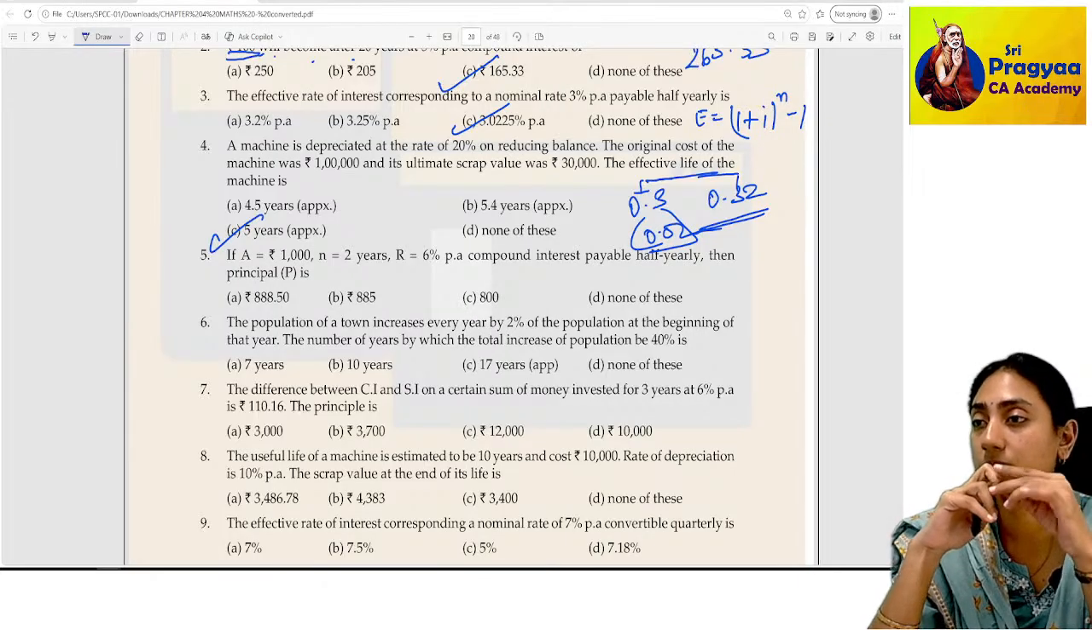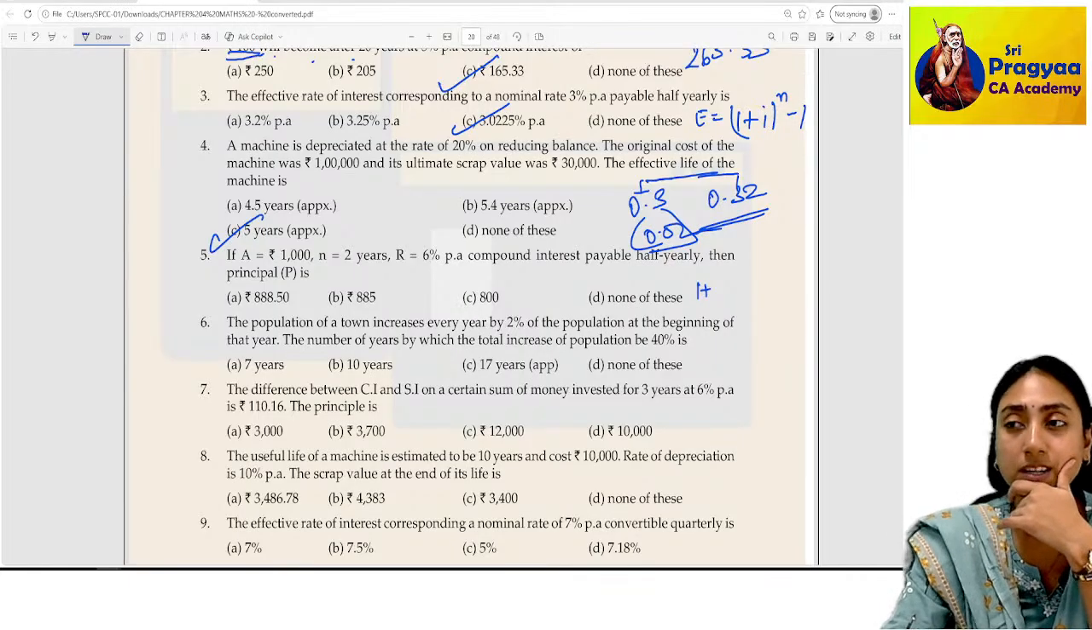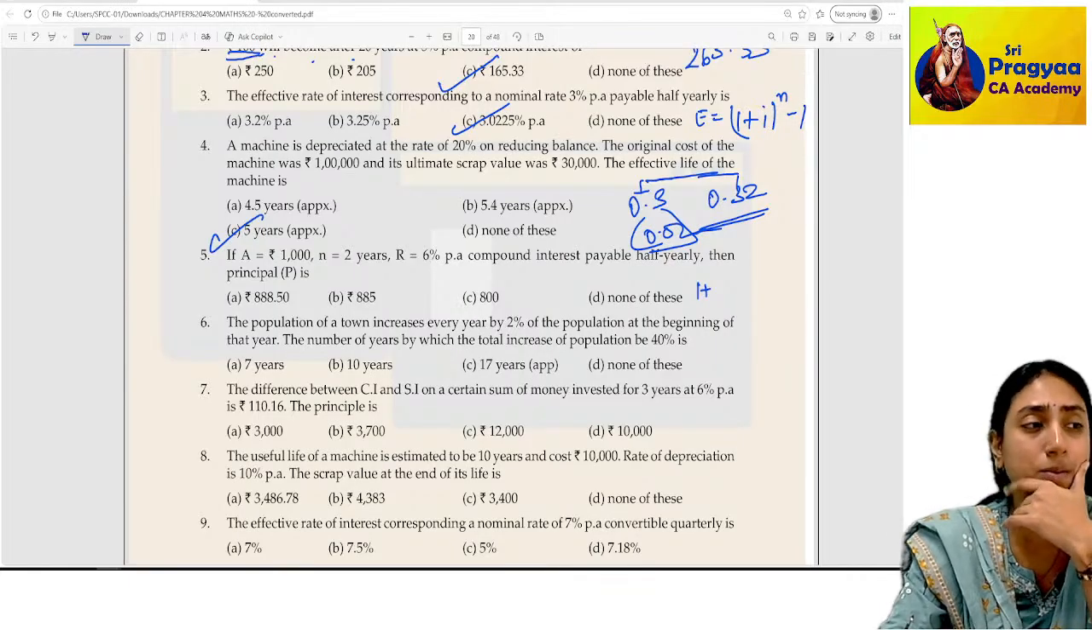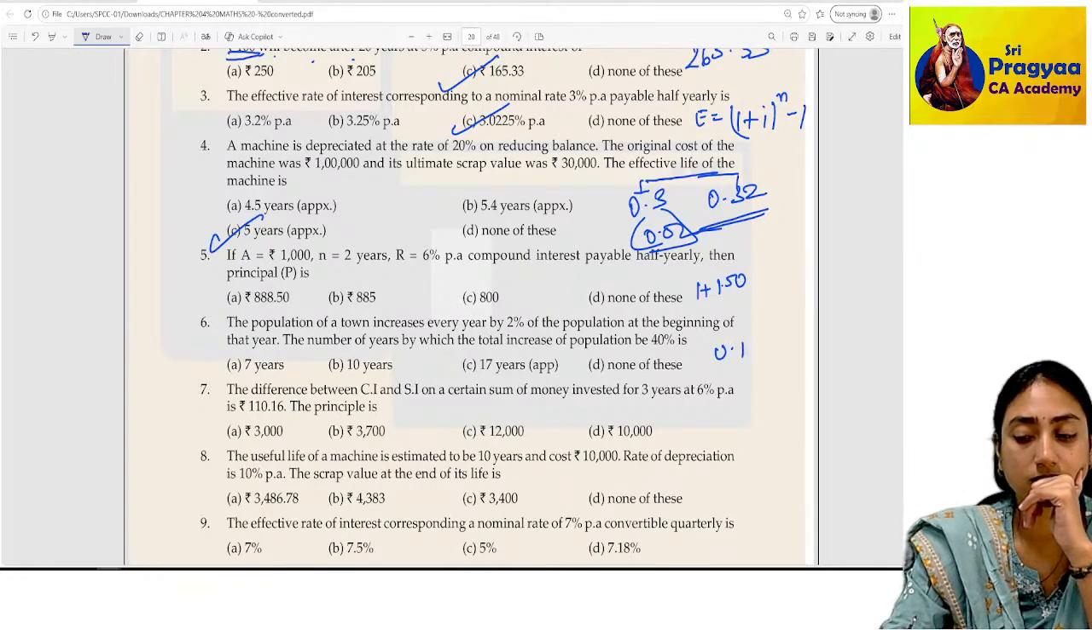Did you get 4? Did it come or not? How did you do it? How did you do 3? 3% payable half yearly, so 3 divided by 2, that is 1.5, which is 0.015, okay, percentage 1.5%.